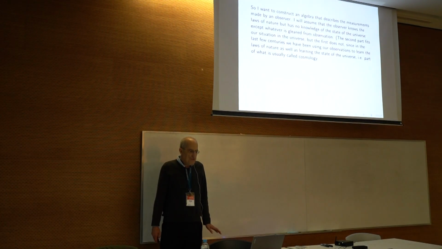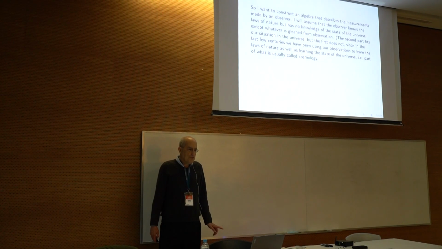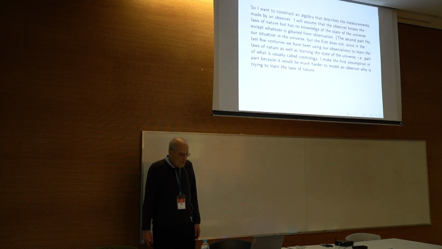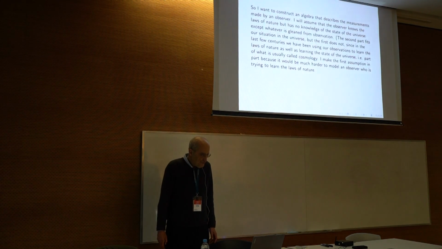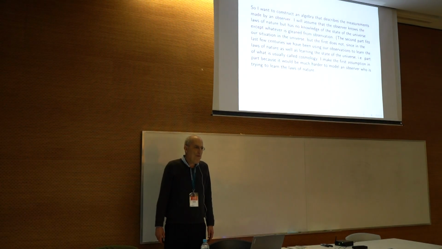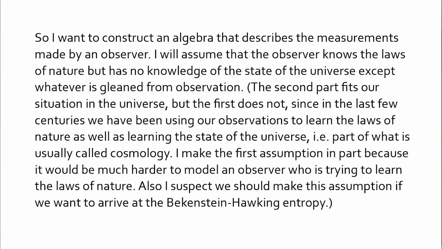So why do I make the stronger assumption, why do I assume the observer knows the laws of nature? Well, one reason is that it would be much harder to model an observer who's trying to learn the laws of nature. So pragmatically, I do what I can do. But I actually believe there's another reason, which is I think if we want to get the Bekenstein-Hawking entropy, we in fact have to consider the model I will consider of an observer who knows the laws of nature but doesn't know anything about the state of the universe.